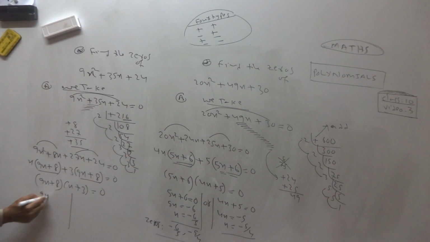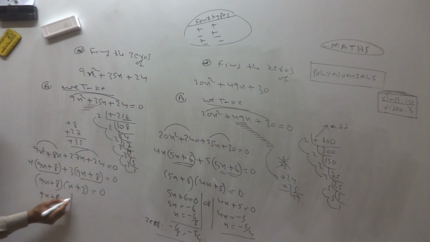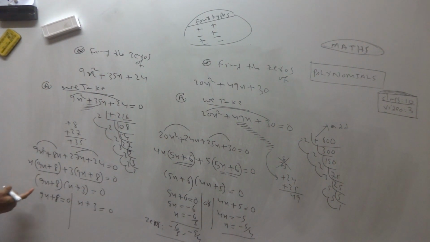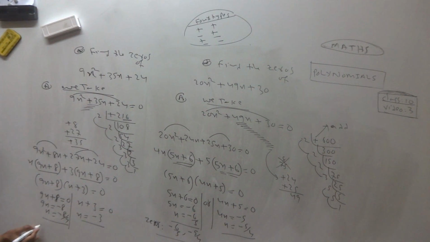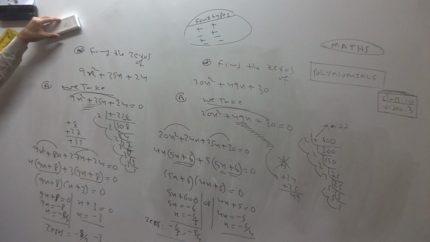This is 0, this is 0. Last step, you have to take each factor 0. This is 0 or this is 0. Plus 8 becomes minus 8, so 8 by 9. Here plus 3 becomes minus 3. So what are the zeros? Zeros are minus 8 by 9 and minus 3. Okay. So this is the first type.